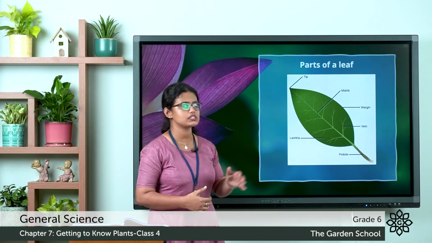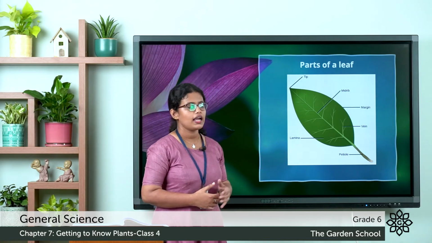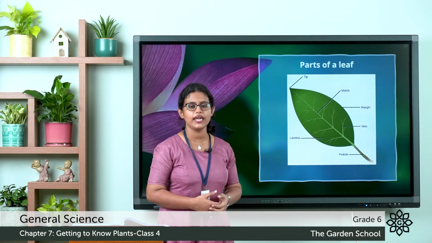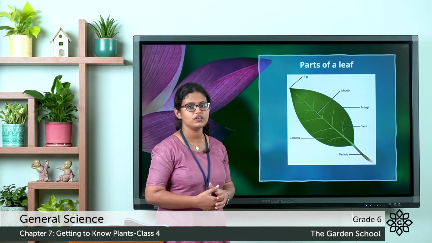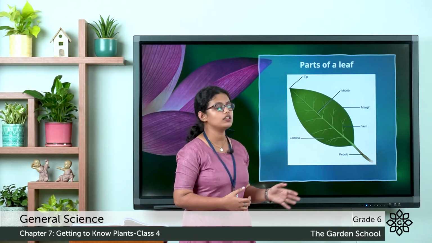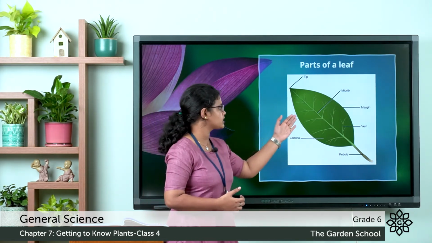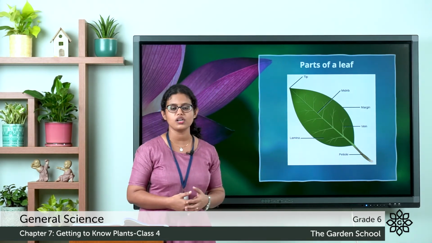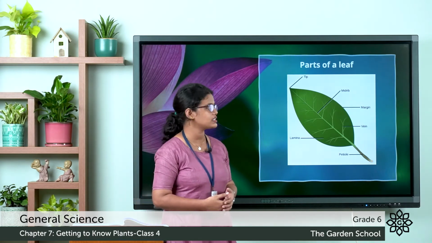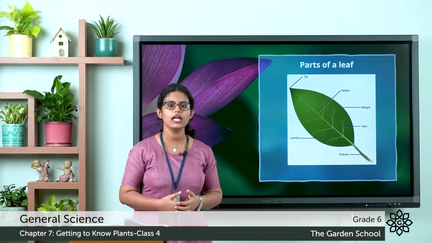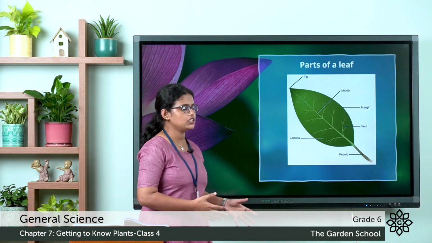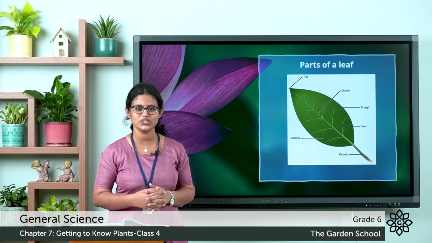The first part is the lamina, and you can see the thick main line in the middle, that is the midrib. Then you can see the thin veins originating from the midrib, which are called the leaf veins. Then you can see this leaf stalk, which is called the petiole. So these are the different parts of a leaf. I hope it is clear to you.